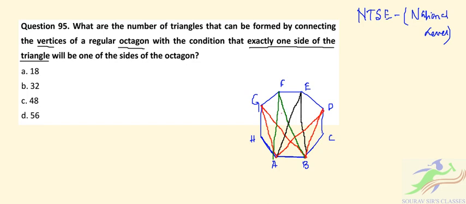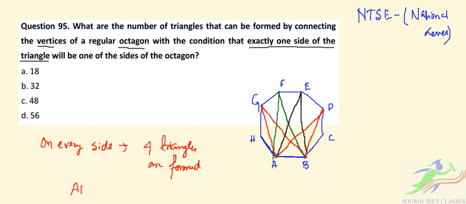I hope you get this idea from here. So on every side, four triangles are formed. So we have drawn this. From the side AB, what are the triangles that we got? The first one is AGB, next is AFB, AEB, and last ADB. So these are the four triangles that we have received.